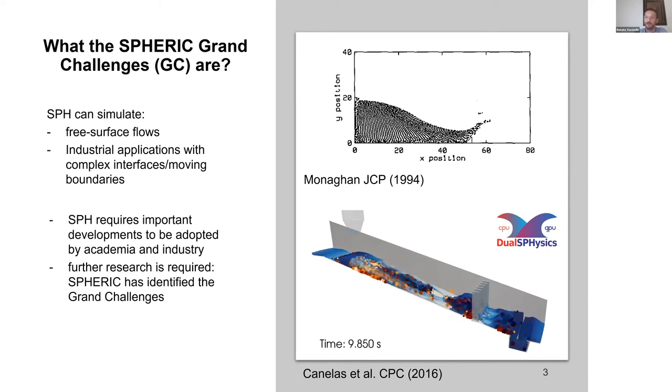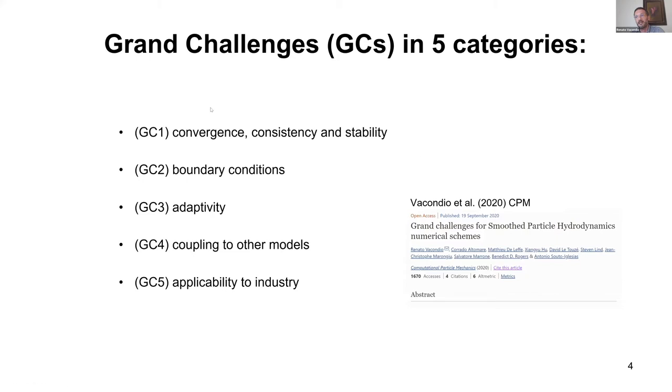And for this reason, the SPHERIC community, the international organization dedicated to the SPH scheme, has identified five different grand challenges. The five grand challenges are convergence, consistency, and stability, boundary conditions, adaptivity, coupling with other models, and applicability to industry. And if you want to know more about those five grand challenges, you can read the paper we published a couple of years ago in Computational Particle Mechanics.